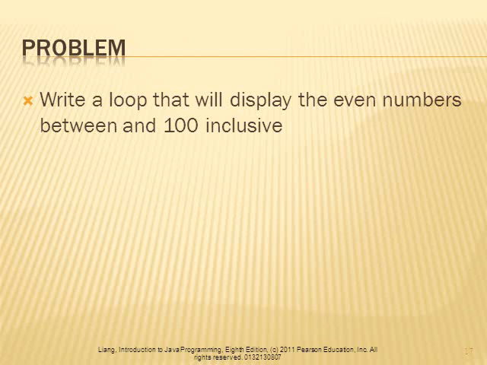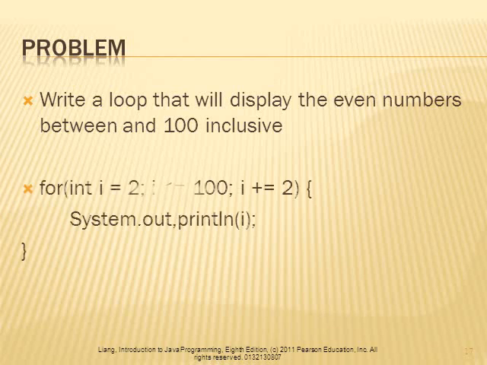Okay, given a problem here, why don't you stop the video for a minute or so and see if you can write a for loop that will solve this problem. Okay, did you get it? Did you remember to start I at the value of 2 rather than 0, because 0 is not an even number? Maybe your loop is off by 2 because you chose to use a simple less than rather than a less than or equal to. So we have to pay attention to our conditions to determine if the ending value is to be included or not.